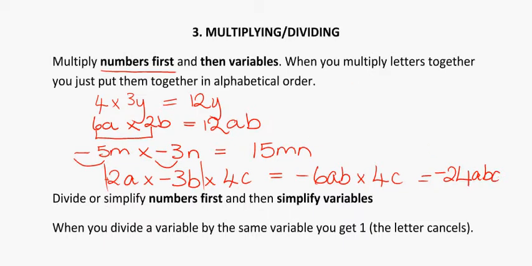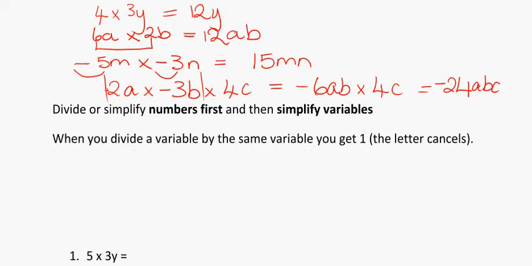Okay, let's try some divide. So, what do you do when you have to divide? Similar rules. You divide or simplify the numbers first and then simplify the variables. Okay, when you divide a variable by the same variable you get 1. So I'll show you that in a minute.